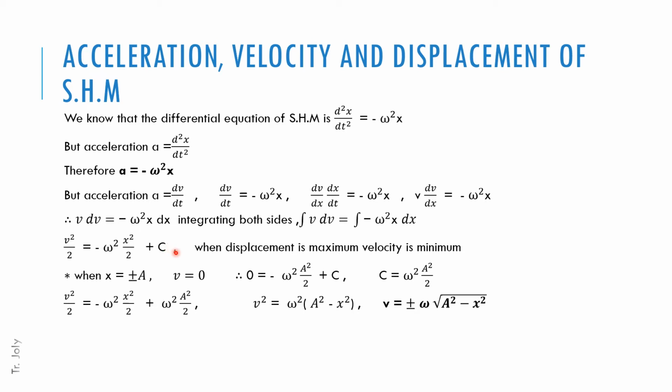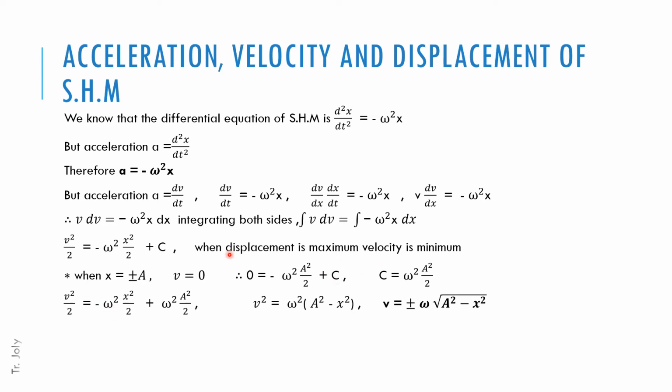To find the value of c, we apply this concept: when the displacement is maximum, velocity is minimum. Maximum displacement is known as amplitude. So when x is equal to plus or minus a, velocity is equal to 0. Apply this condition in this equation. So we will get 0 is equal to minus omega square a square by 2 plus c. Therefore c is equal to omega square a square by 2.